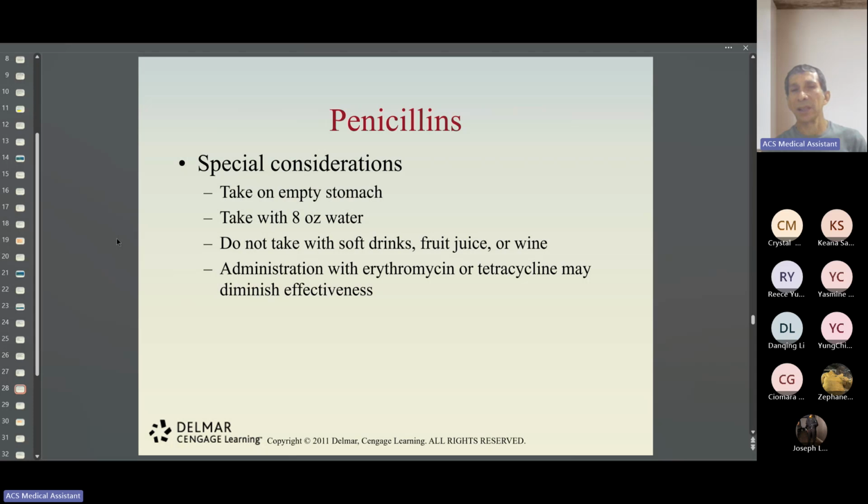So penicillin, see, this medication always needs to be taken on an empty stomach, with lots of fluids, water. Most of the medication needs to be taken with water. Not all the medication needs to be taken on an empty stomach, meaning before meals. Some of the medications you can alternate. See, here it says, do not take these medications, penicillins, with any other drinks that is not water. No fruit juice, no wine, no tea, no coffee, no nothing.